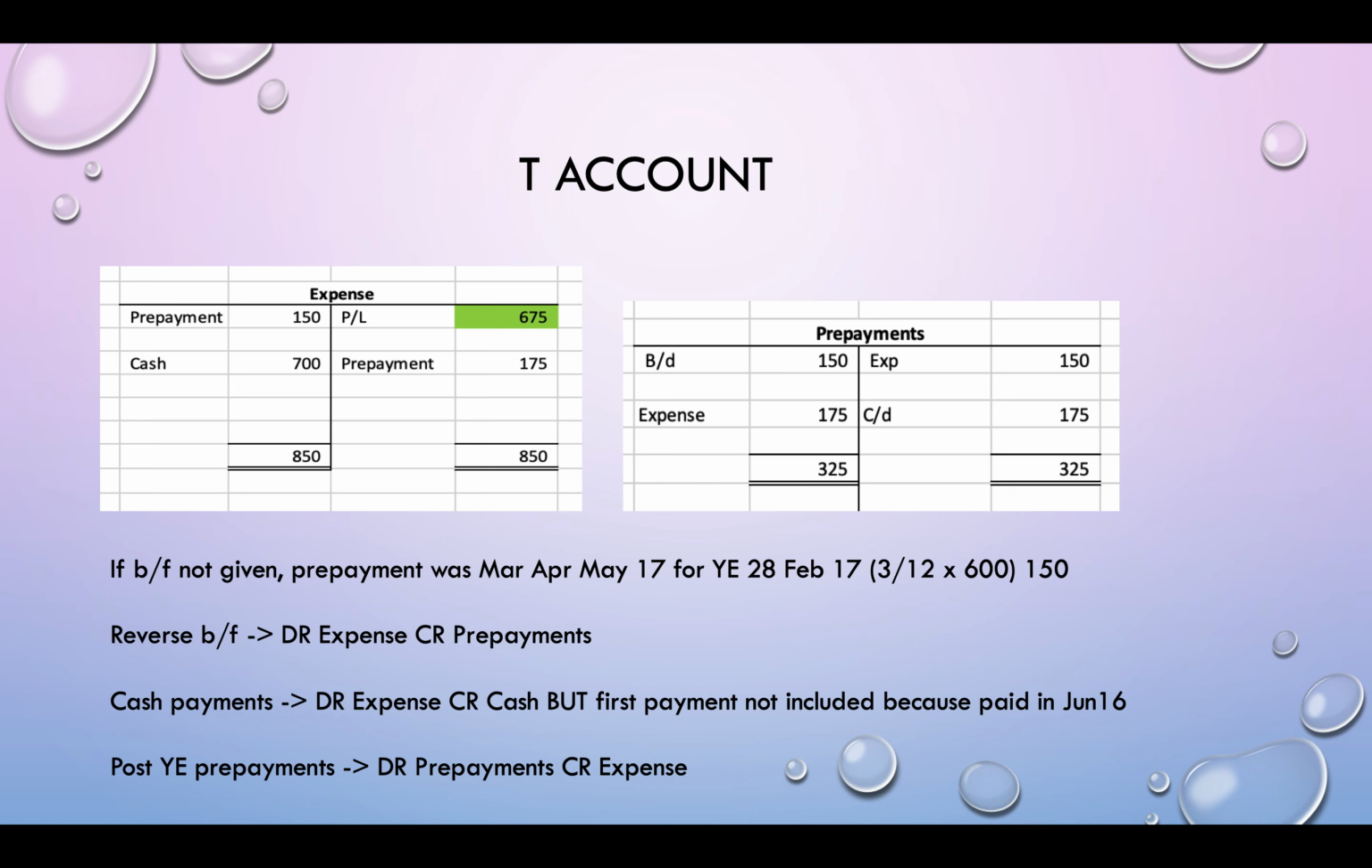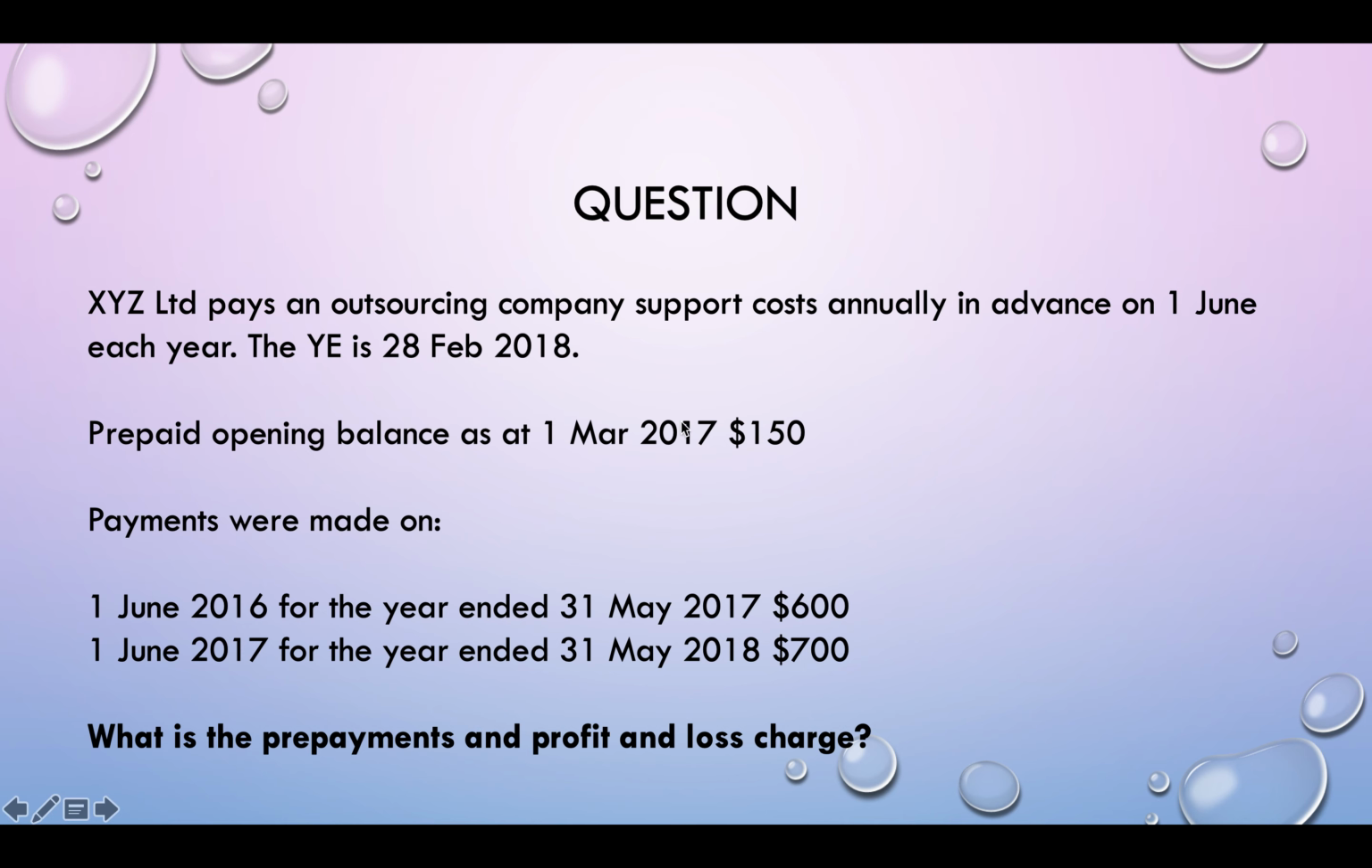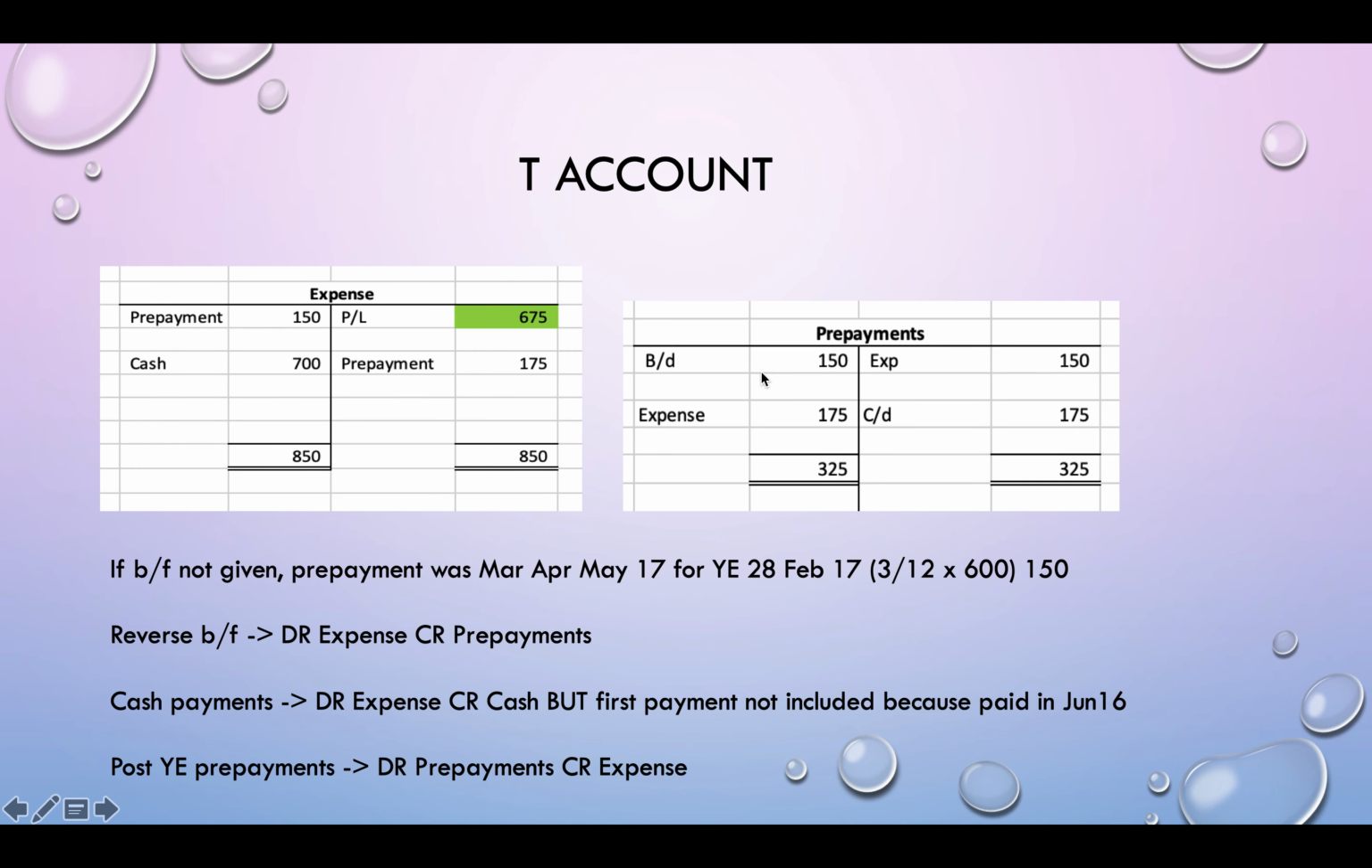You can use a T account to illustrate the answer. First thing is to insert your brought forward figure, 150, given to you, and this is shown in the question. Prepayments are assets and therefore have debit balances. However, if a brought forward is not given to you, you need to think of a year back, which is the year end 28 February 17, and the months which were prepaid were March, April and May.